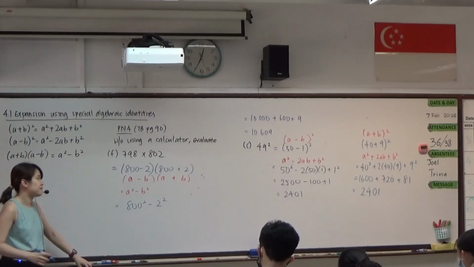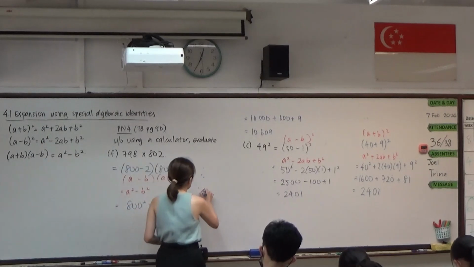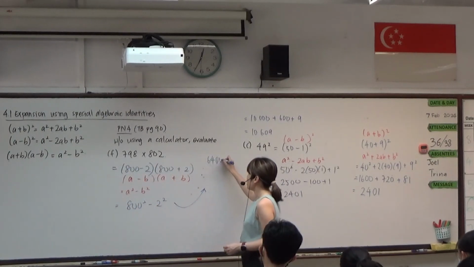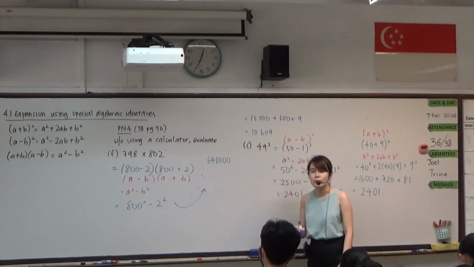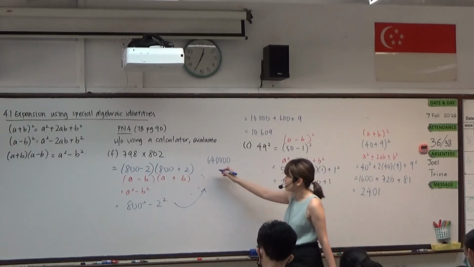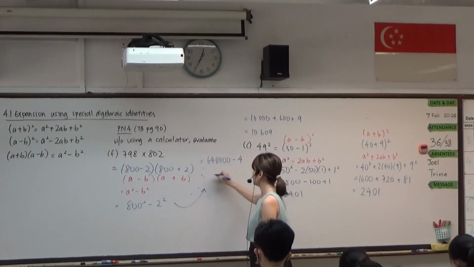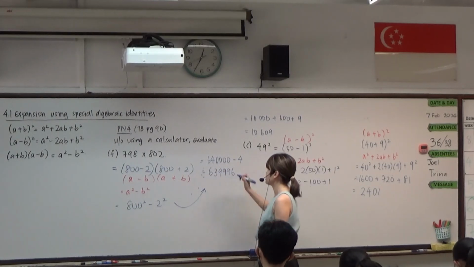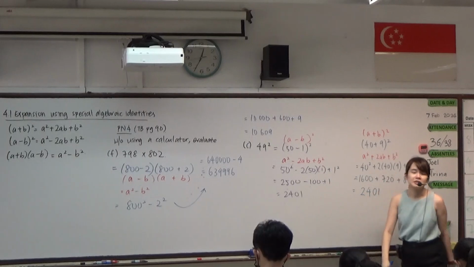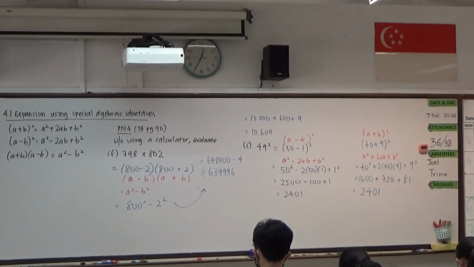8 times 8 is 64. Then we need to add in 4 zeros due to the square, minus away 4. So that will give us 639,996. Okay, so there is value to learning your math.